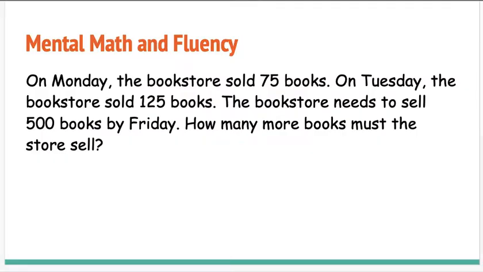So here's our first mental math question. It says, on Monday, the bookstore sold 75 books. On Tuesday, the bookstore sold 125 books. The bookstore needs to sell 500 books by Friday. How many more books must the store sell? This is a multi-step story problem. So I want you to try to write a number model that includes parentheses and a letter instead of a question mark. Take a minute to try and do that.